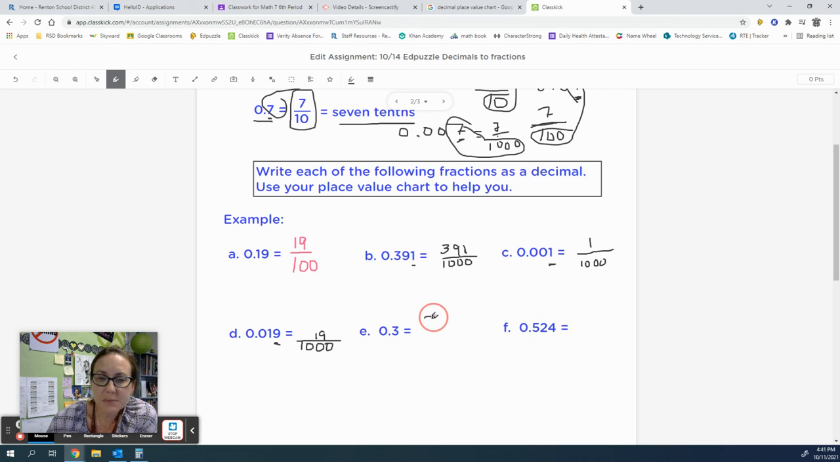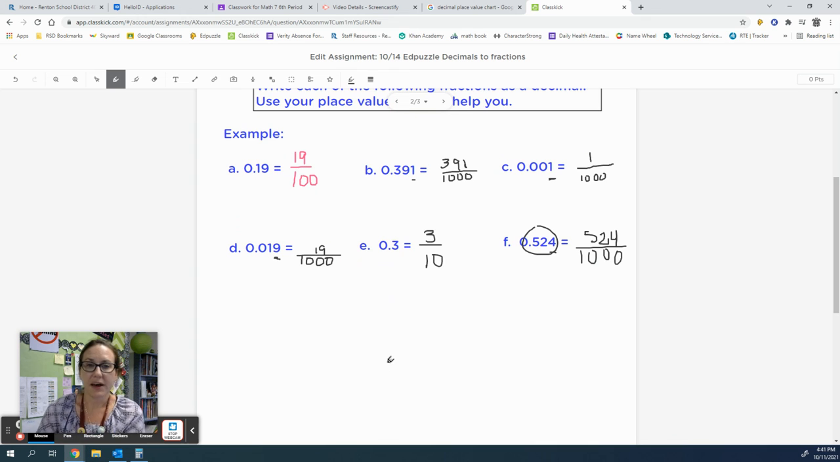Yeah, the 3 is in the tenths place, so it's going to be 3/10. Okay, last one. What place value is the 4 in? The 4 is in the thousandths place, so our denominator is going to be 1,000, and it's going to be 524 thousandths. We say this is 524 thousandths, so we write it as 524 over 1,000. That's how we say it also. Okay, and that is lesson 2.1.2.